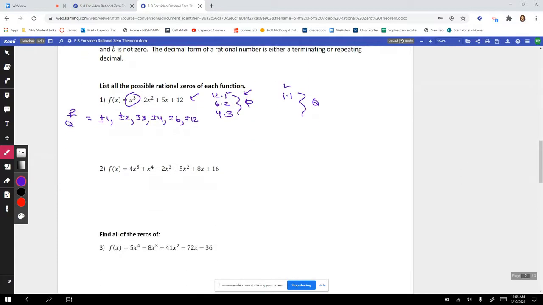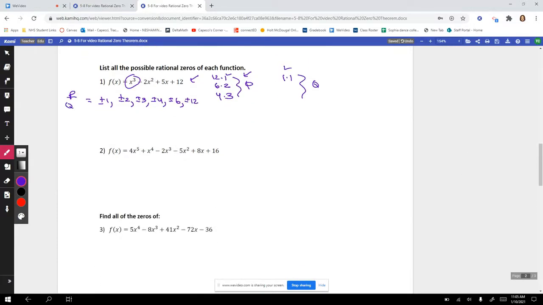Let's take a look at our next one. A little bit more involved because our Q values can be 4 and 1, and we can also have 2 and 2. Our P values are factors of 16, so I have 16 and 1, 8 and 2, 4 and 4. Now let's see what we have. Remember that our P is over Q.